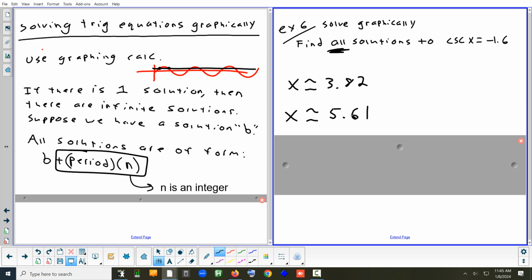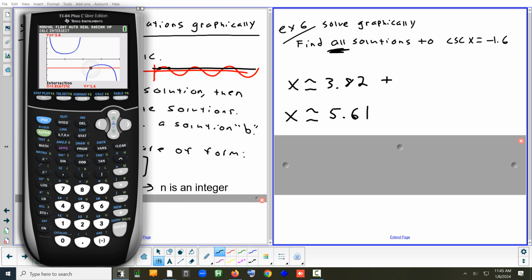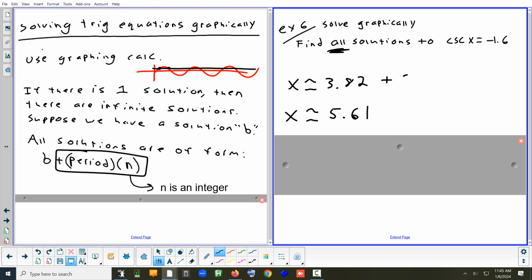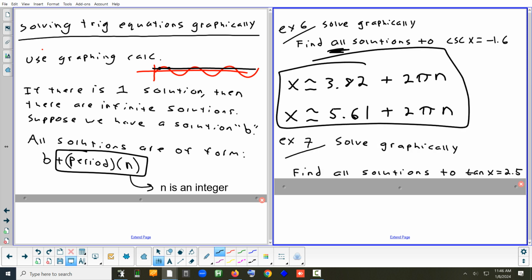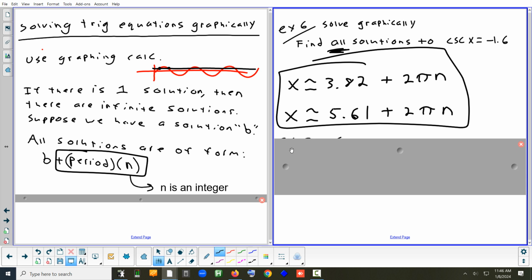Now, what you've done up to this point is you've found two solutions. You have not found all. So what am I going to put on the top one to represent this solution forever? Plus 2 pi n. So now you've represented that solution repeating left and right forever. And what about the bottom? Same thing. That is how you find all solutions.